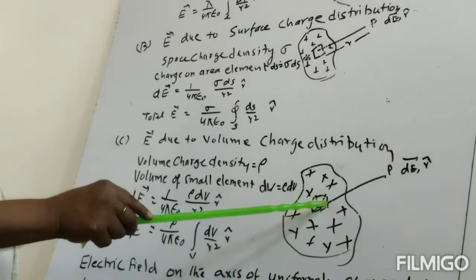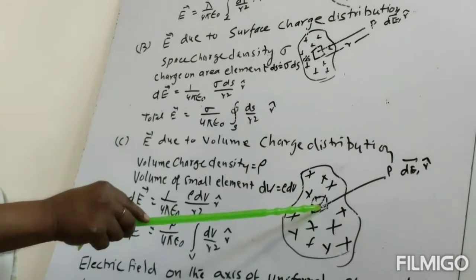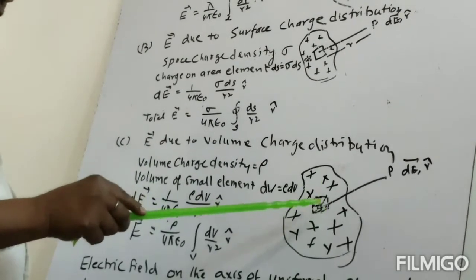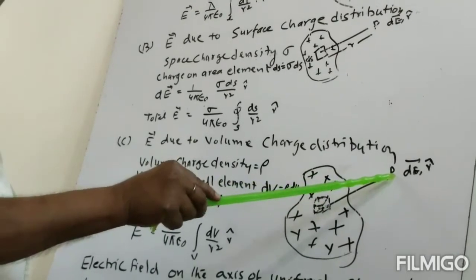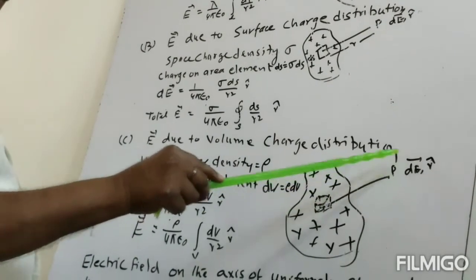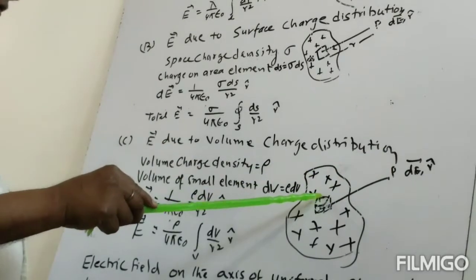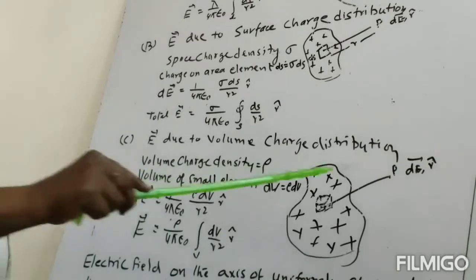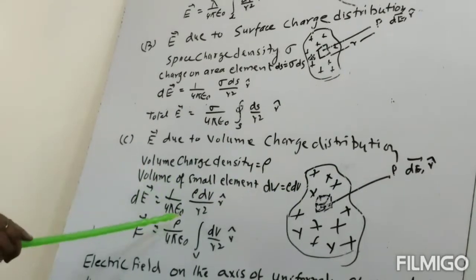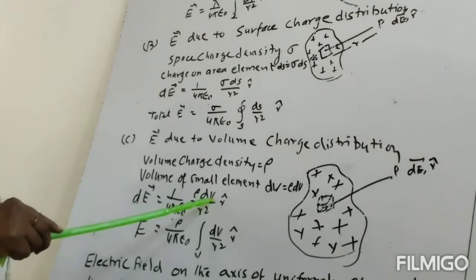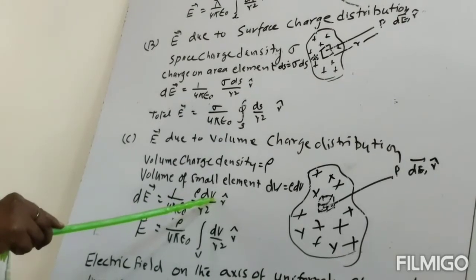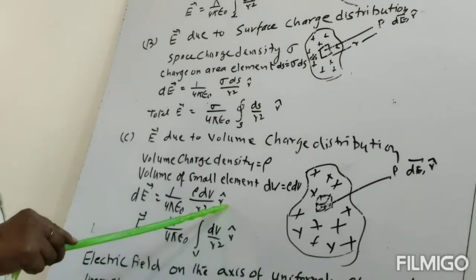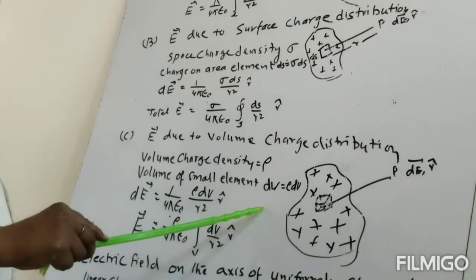Now using Coulomb's law, we can consider the electric field due to this small volume at this point, which is at a distance r from this volume. Then the electrical field dE due to this small volume will be equal to 1 by 4 pi epsilon 0 rho into dV, that is the total charge of the volume, divided by r square into r cap, using Coulomb's law.